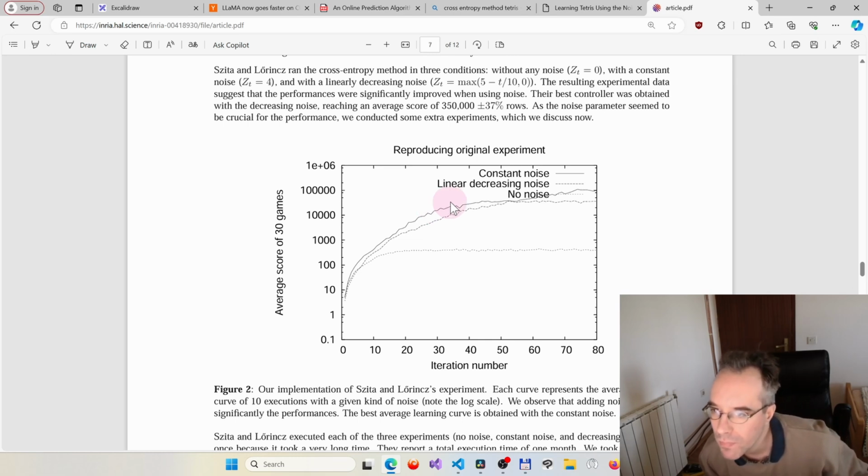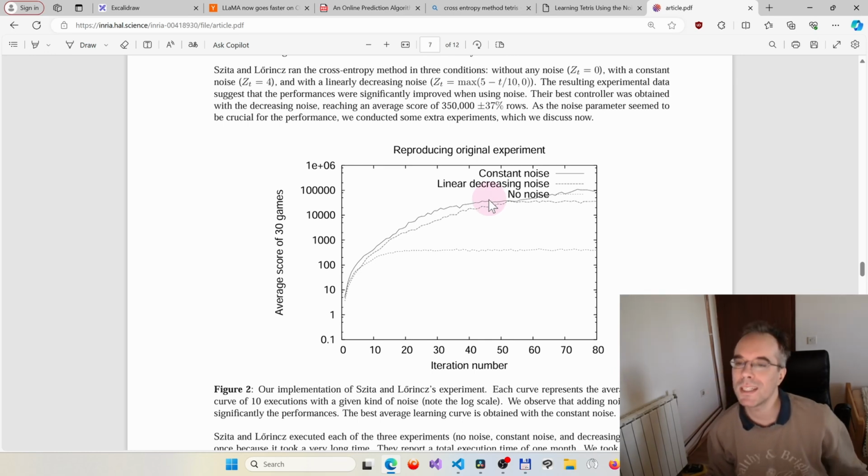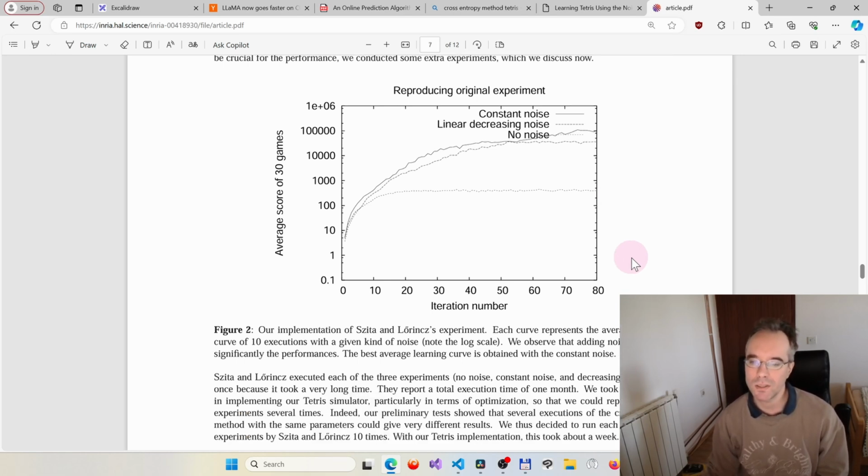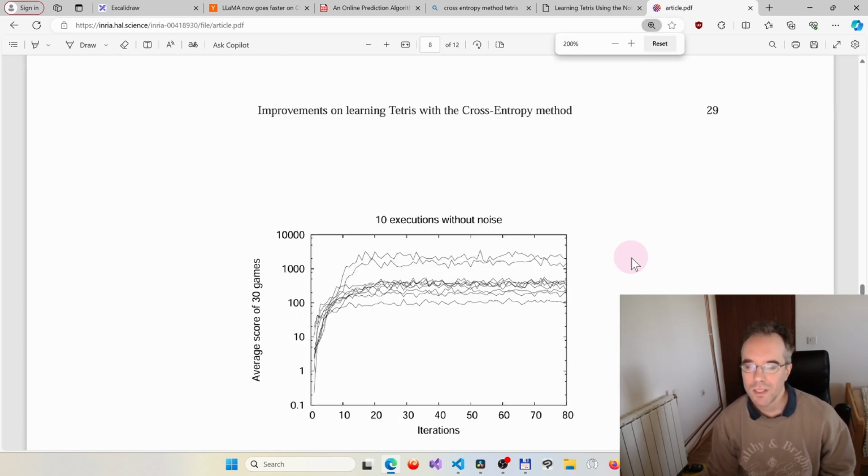But actually, I was going to say that it converges to a lower value, but I didn't see that this linearly decreasing noise actually is below the constant noise line. So the case is that the constant noise is the best, and decreasing it actually hurts performance, surprisingly enough. Let me see if there's anything interesting other than this. Here is an interesting graph.